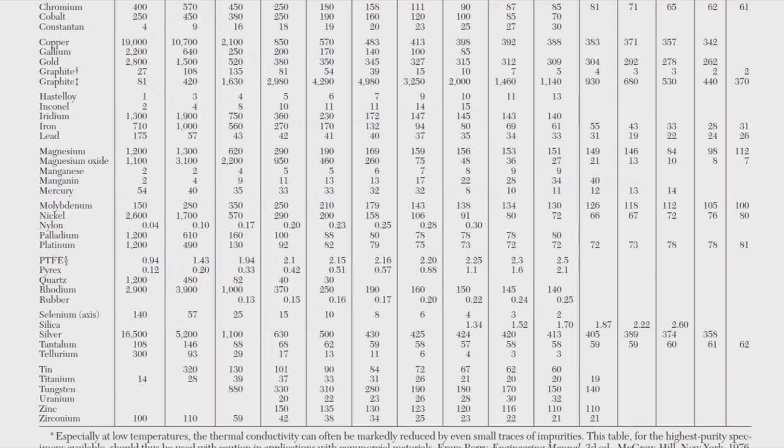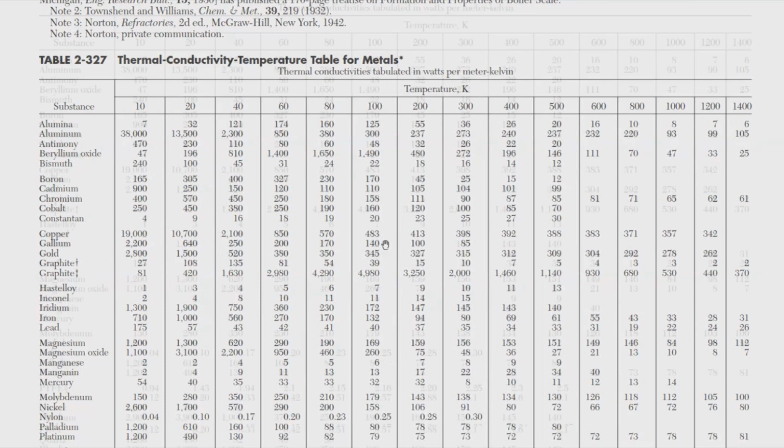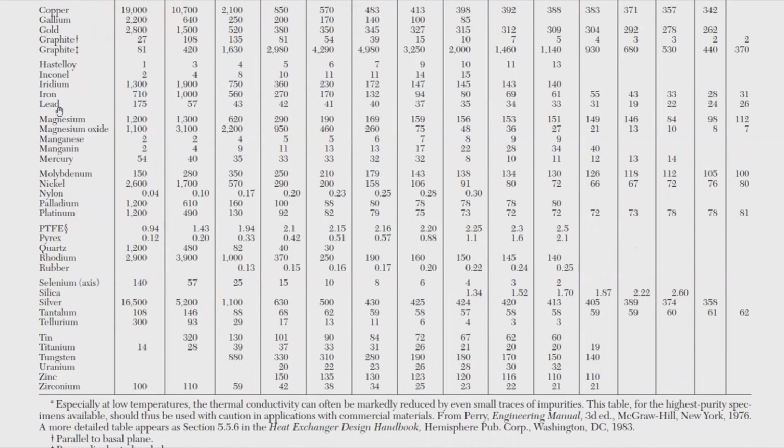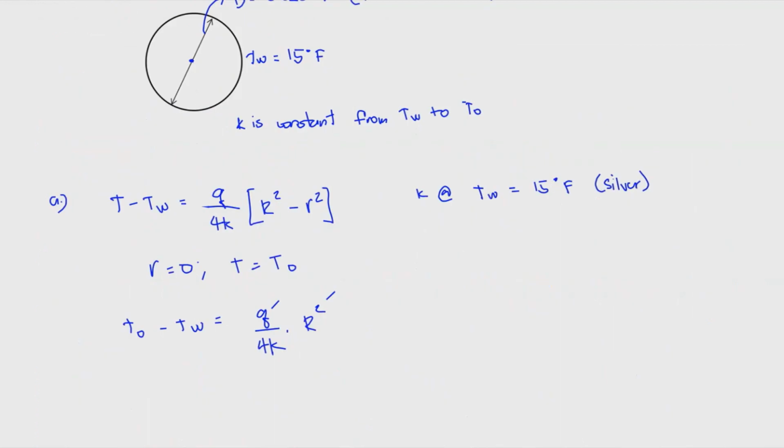So I'll be using the Perry's handbook again, and this is already opened here. This is the thermal conductivity temperature table for metals, and you need to find silver here. And silver here is, yes, after the silica. We have a lot of values here, so we need to consider the temperature that is given. It says here these temperatures are in Kelvin, so I need to convert this first to Kelvin so that I can use this table of values.